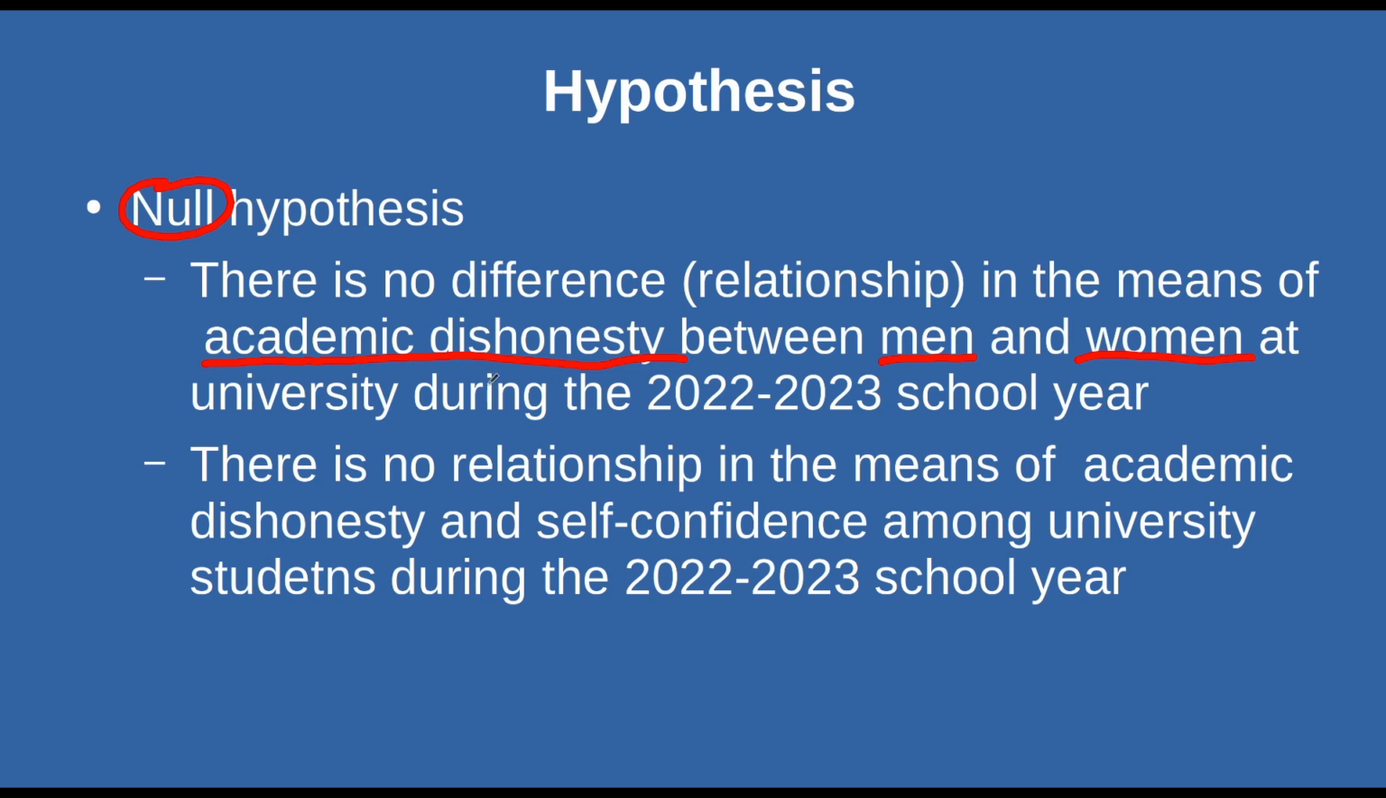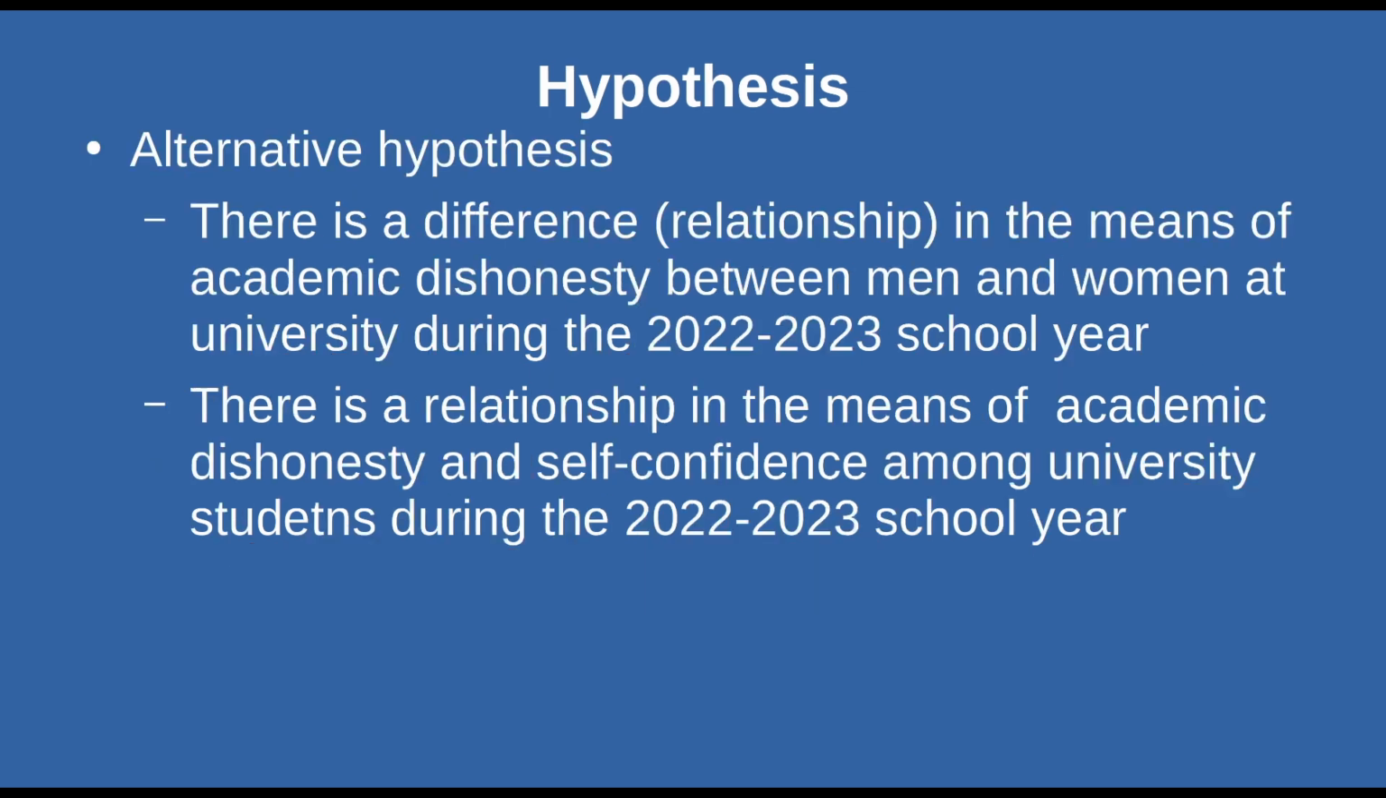Now, here's our second one. There is no relationship between the means of academic dishonesty, here's my variable right here, and self-confidence, my other variable, among university students, sorry about the typo, during the 2022-2023 school year. So again, you can see now I'm looking at two different variables: academic dishonesty and self-confidence. So again, this is how you structure a hypothesis that can be tested statistically when you're doing quantitative research.